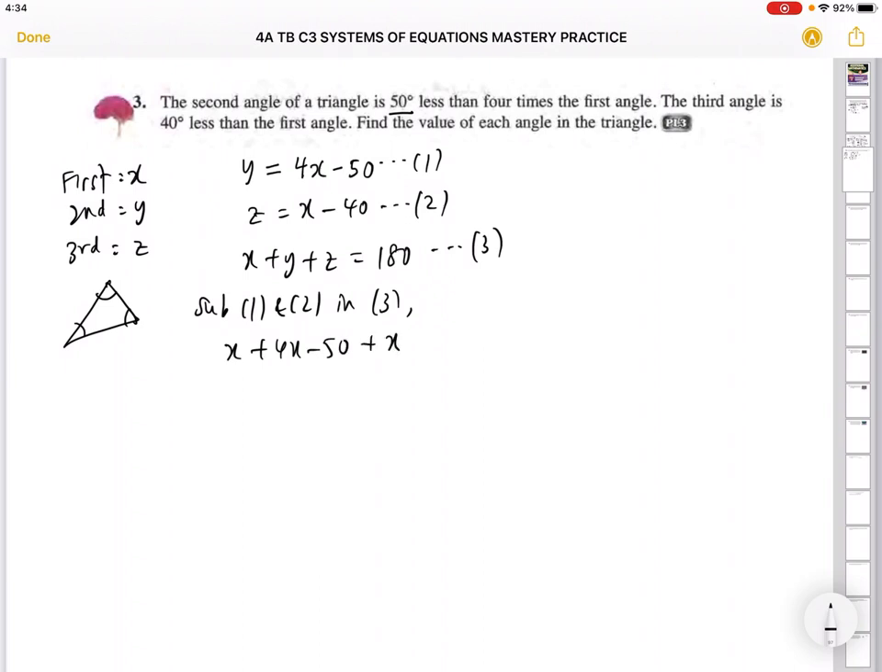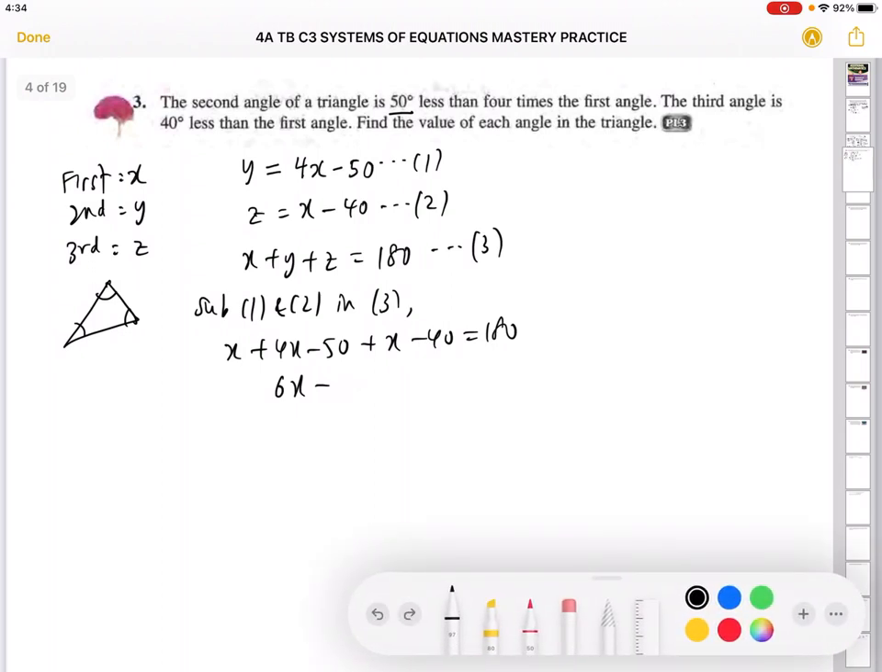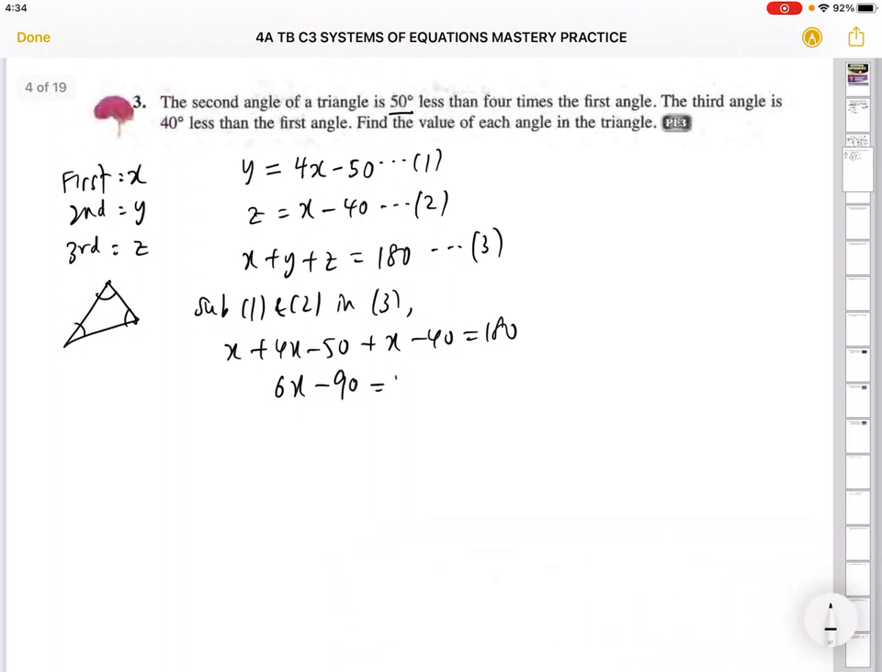X minus 40. What's my total? 180. So when you add up, you should get 6x minus 100, right? Wait, minus 90, sorry. Minus 90, yeah? Minus 50 minus 40 is minus 90. 180, 6x is 270, x equals 45.